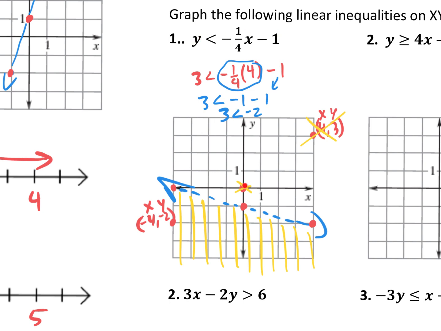We already tested 0, 0, it didn't work. We already tested 4, 3, it didn't work. None of these points will work up here. All of these points will work down here. And that's why we shade to represent all those infinite answers that do work for that inequality. Yay? I know it's a long one, I apologize.